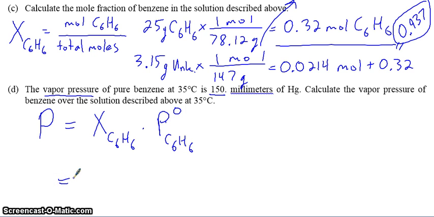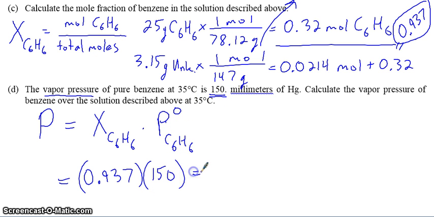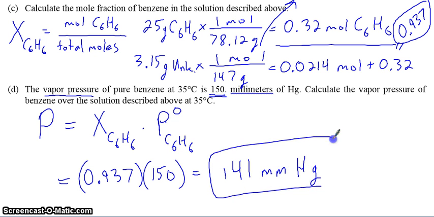The mole fraction was determined to be 0.937, and the vapor pressure of benzene is given to us as 150. It's as simple as 150 times 0.937, which gives us 141 millimeters of mercury. So a nice problem that applies a few different concepts from this chapter 13. Actually, all the concepts that we've learned, one way or another, have been applied. So study this and come with questions, and we will see you at the test.